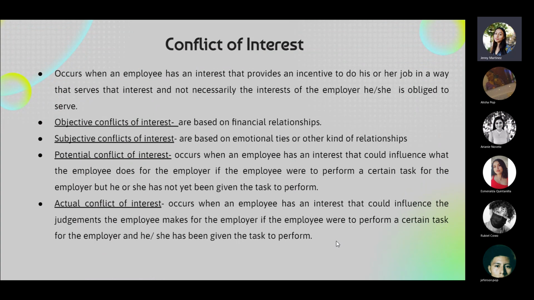Conflict of interest. So, in simple words, conflict of interest occurs when an employee has an interest that provides an incentive to do his or her job in a way that serves that interest, and not necessarily the interest of the employer he or she is obliged to serve.